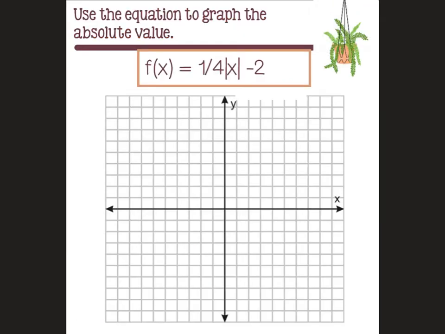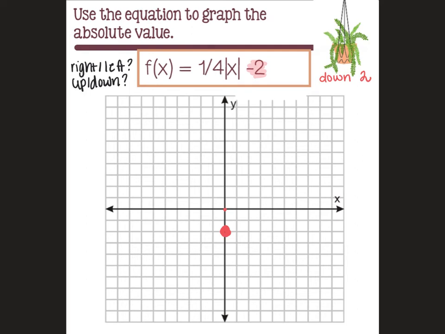So here's your first equation. So we have 1/4 absolute value of x minus 2. So we want to start by looking at which way does it move? Does it move right, left? Does it move up, down? So always start with that first. So if we look at this one, it does not move right and left, but it does move down 2. So we're going to start by putting our pencil at 0, 0, and then we're just going to go down 2. So here's my vertex.